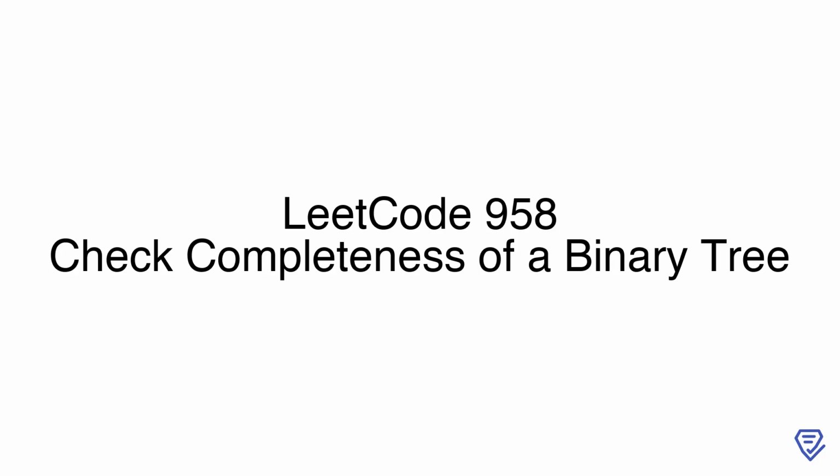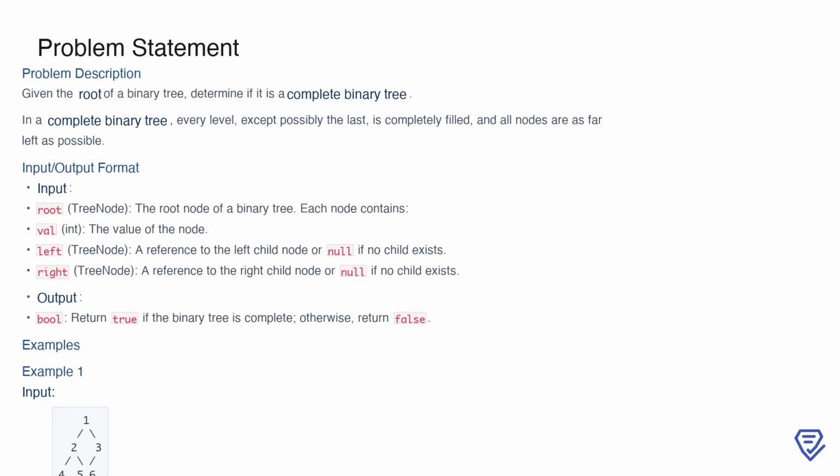Let's dive in. Here, we are tasked with determining whether a given binary tree is a complete binary tree. Recall that in a complete binary tree, every level except for possibly the last is completely filled with nodes, and the nodes on the last level must be aligned as far to the left as possible. The input to the problem is the root of the binary tree, where each node contains a value, a left child, and a right child, both of which can be null if no child exists. The output is a Boolean value, true if the tree satisfies the conditions for completeness, and false otherwise.